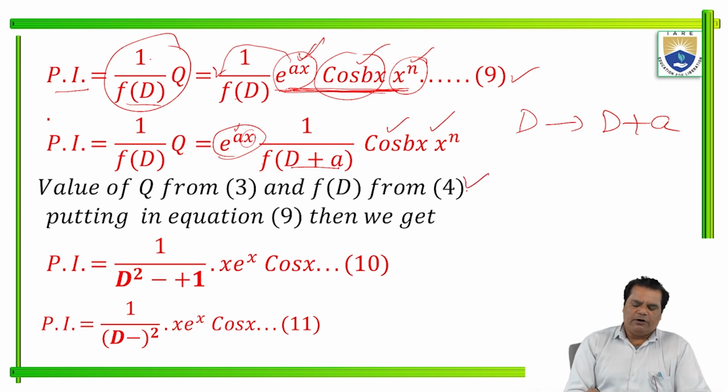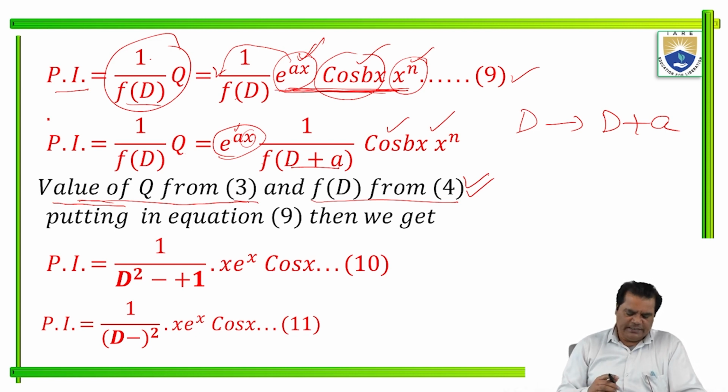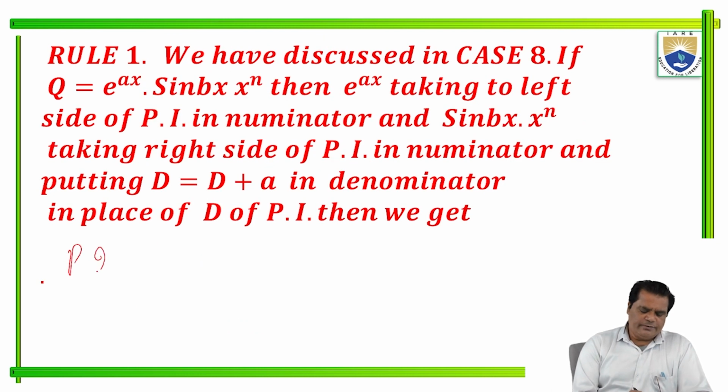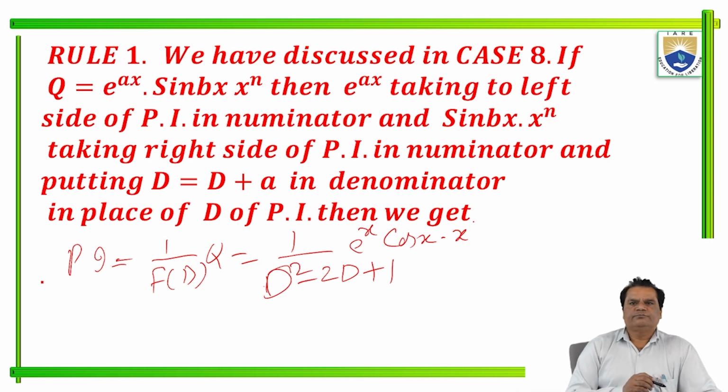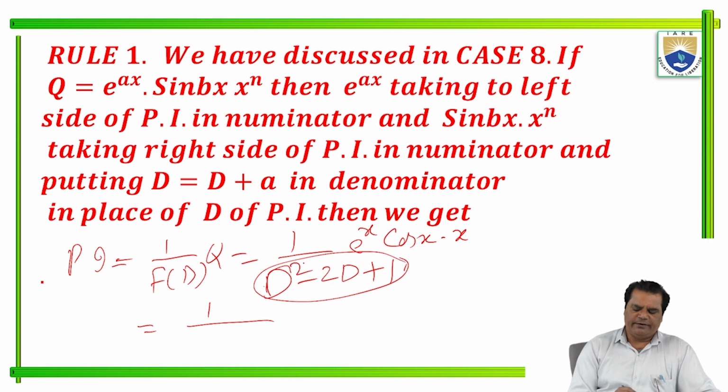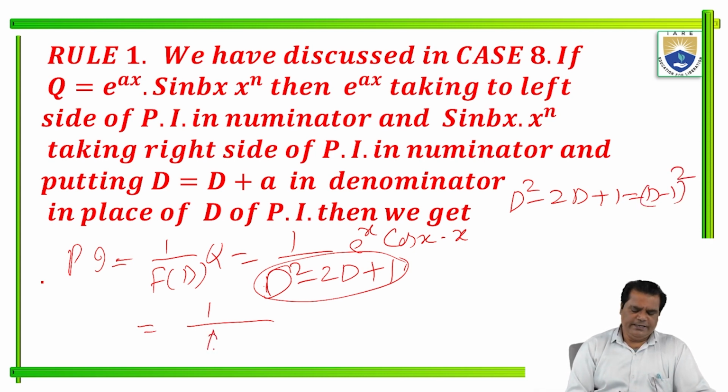Now we solve our question. So here putting the value of Q from equation 3 and f(D) from equation 4. Both values I am putting here. What is the result here? PI is equal to 1 upon f(D) into Q. So 1 upon f(D) means D square minus 2D plus 1 into Q. Q is e to the power x, cos x and x square. So now next, this is a perfect square. D square minus 2D plus 1 is (D minus 1) whole square. So here I am writing 1 upon (D minus 1) whole square and e to the power x into cos x, x square.